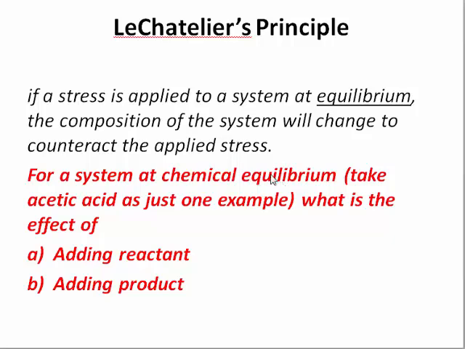Consider a system at chemical equilibrium. Let's take acetic acid and water as just one example. If we think about LeChatelier's principle, we should be able to determine the effect of adding reactant to the mixture of acetic acid and water. In other words, what happens if we add more acetic acid? Or of adding product, which might be adding acetate ion, for example. Or adding a strong acid to increase the acid concentration.